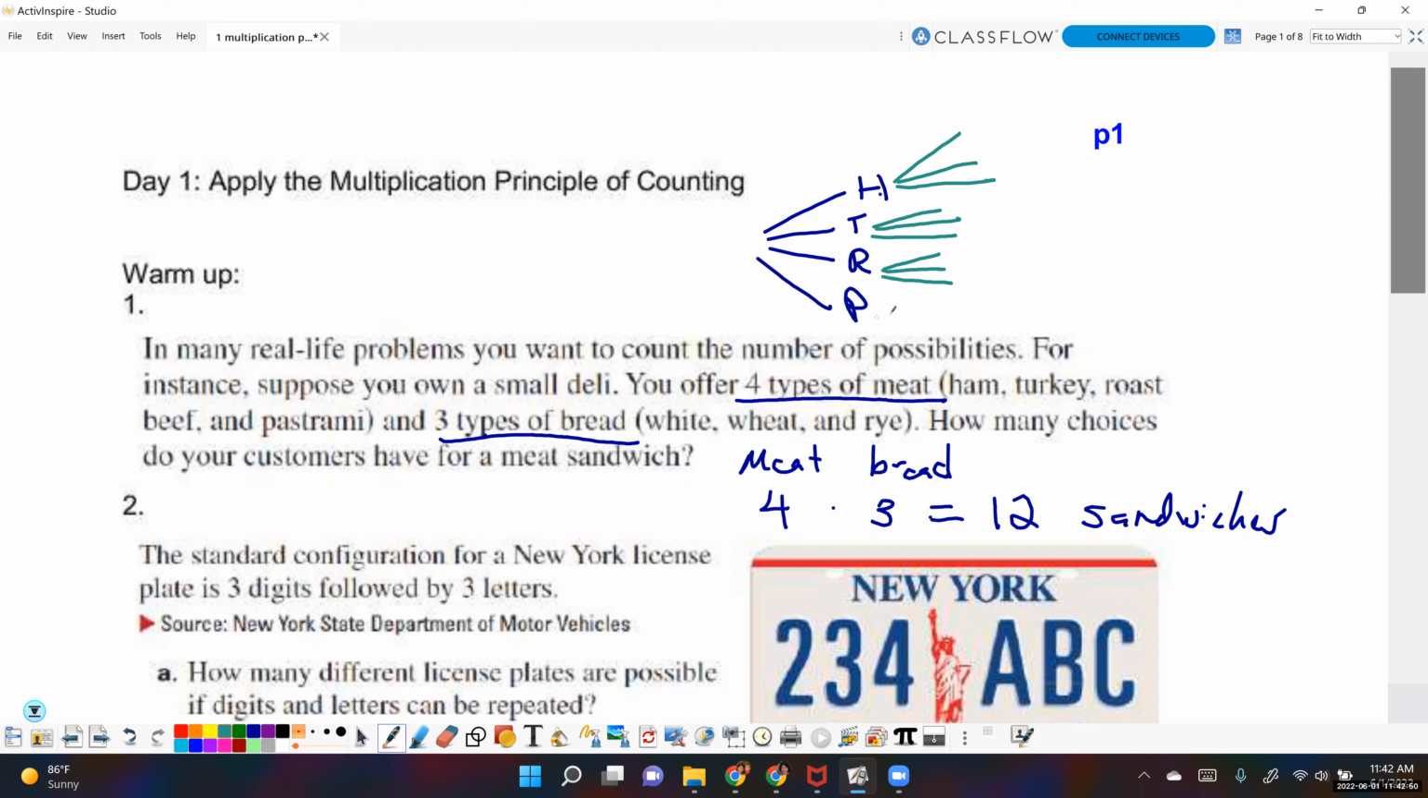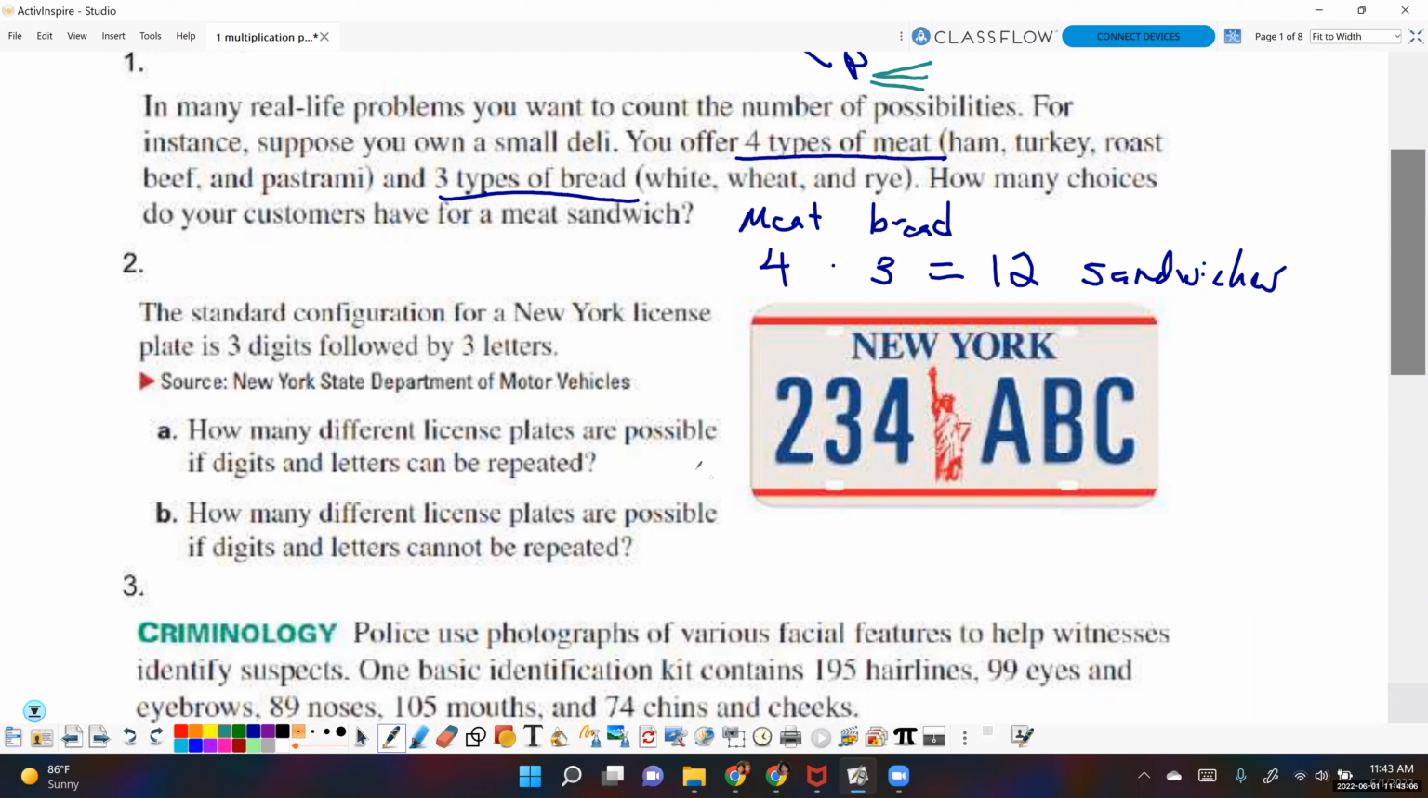Number 2 states a standard configuration for a New York license plate is 3 digits followed by 3 letters. Letter A says, how many different license plates are possible if digits and letters can be repeated? Now, I want to remind you that the digits go 0 to 9, which is really 10 choices for digits.